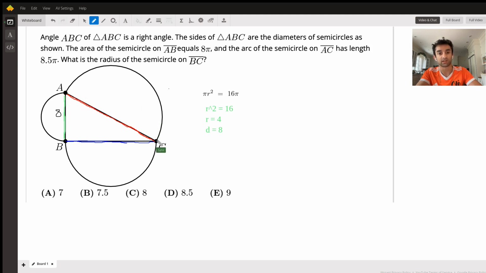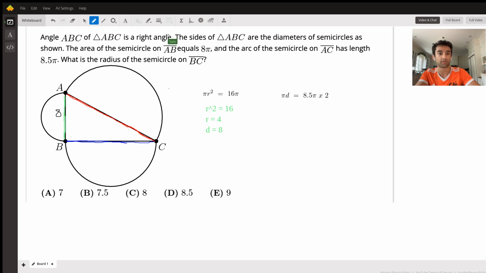Now, for A to C, we have to use a different formula. Since we're told that the semicircle of A to C has a length of 8.5 pi, we can infer that that would be half of our circumference. And we know that the formula for the circumference is pi times diameter, and that's going to equal the length of A to C times 2, because A to C is only half of our circumference. So we're going to do 8.5 pi times 2. So our equation should look like this. Pi times the diameter equals 8.5 pi multiplied by 2.